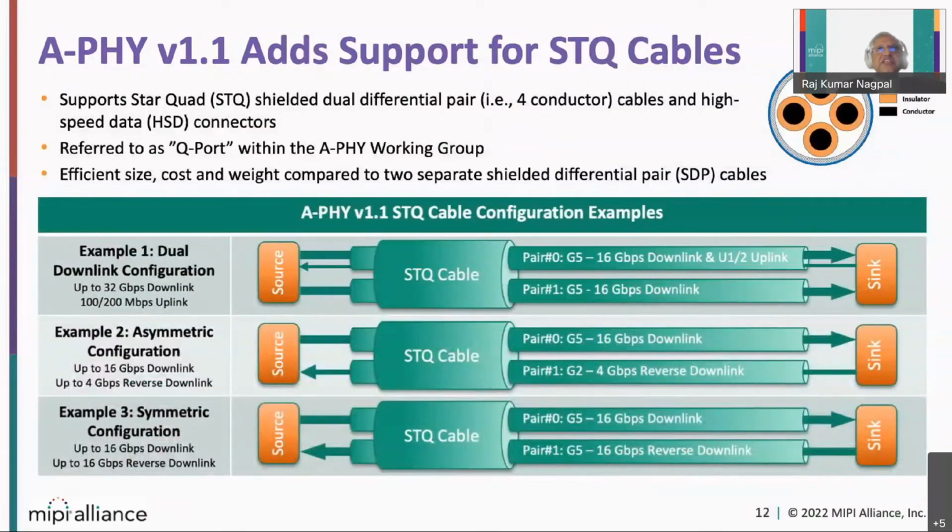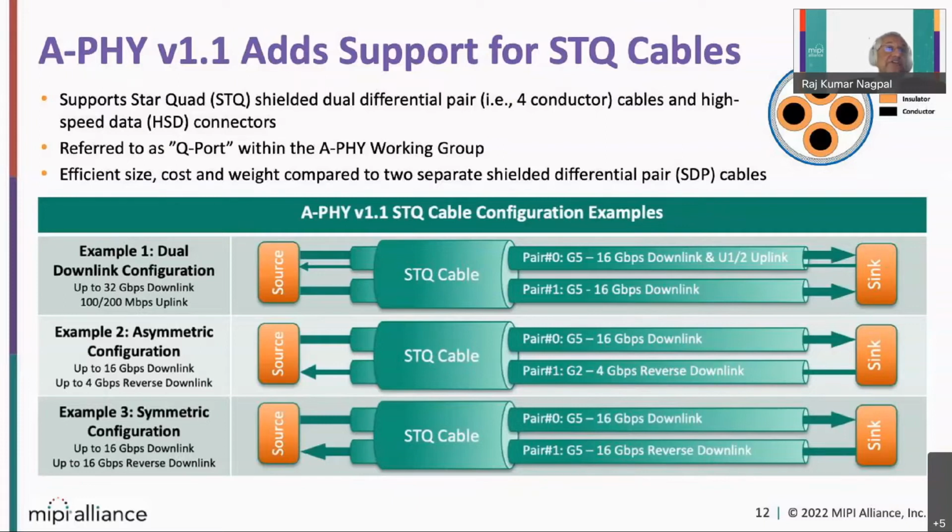So here is a cable which is supported in A-PHY 1.1. You can see it's a dual differential pair. Because of the dual differential pair, you have different configurations. The first is the dual downlink configuration, wherein both pairs are used in the downlink, and per pair you support 16 gigabits per second. So you get double downlink, ultimately 32 gigabits per second downlink. Uplink is the same, 100 Mbps and 200 Mbps, which I shared in my previous slide.